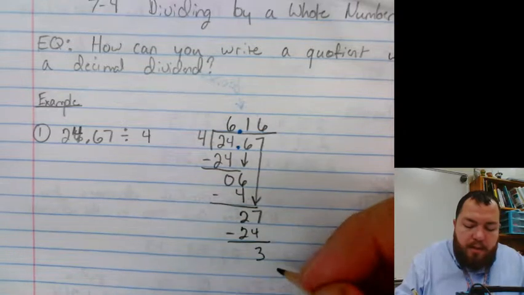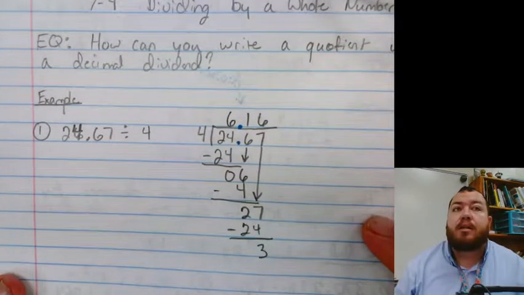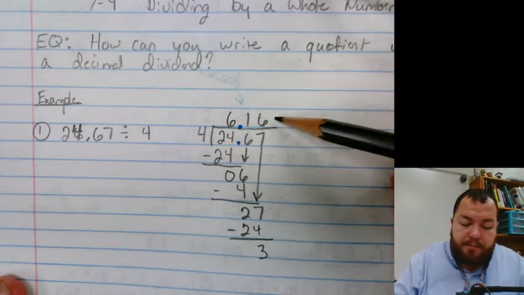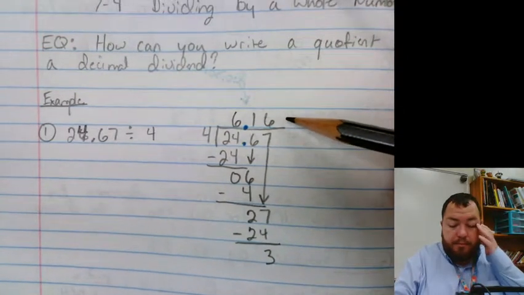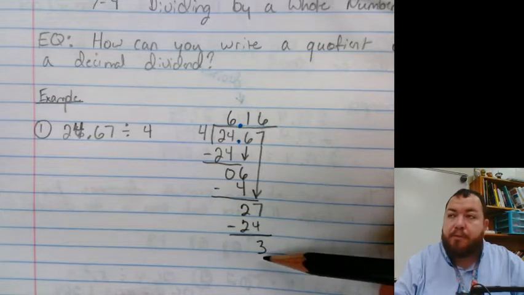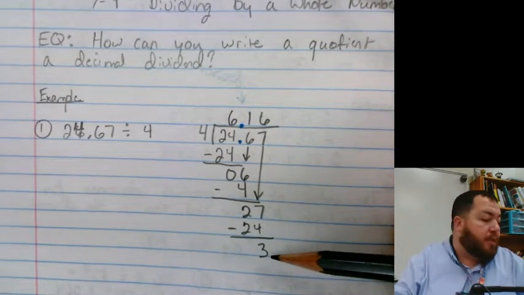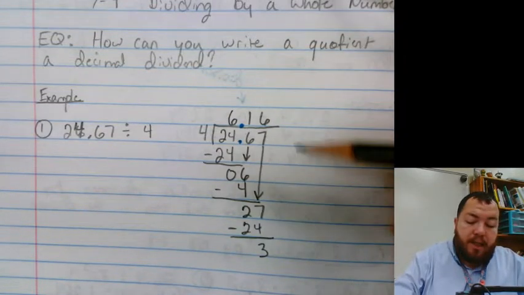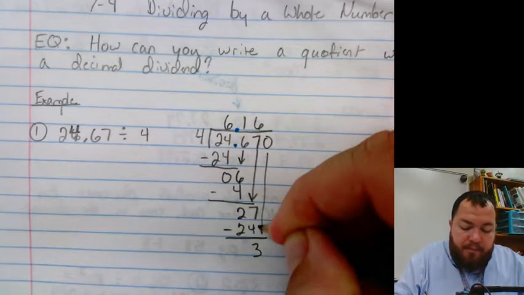That leaves 3. So this is where we need to pay attention. Everybody look up and stop writing for a second. We can't have a remainder of 3. So this is where we need to figure out what we need to do. And we're going to do something that's called annex a 0. Okay? So we're going to add a 0 here, and then we're going to bring it down.